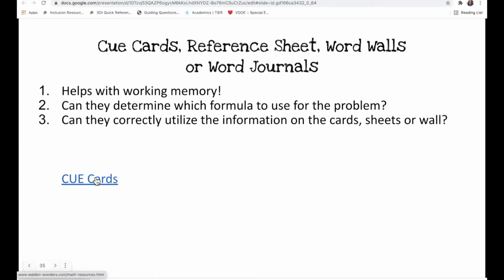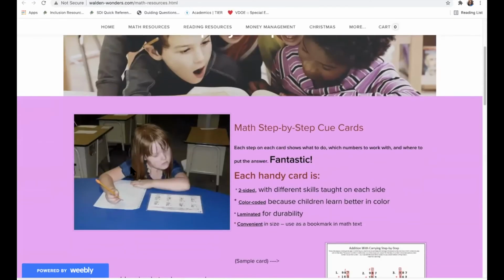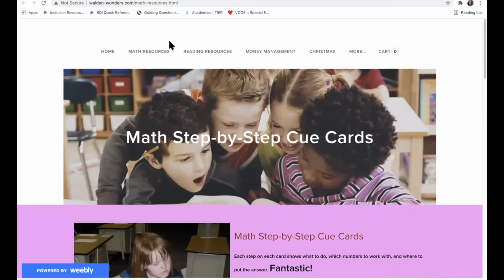This right here is an article on cue cards and how to use those in mathematics. And it's a really cute little article on cue cards. So how to use those.